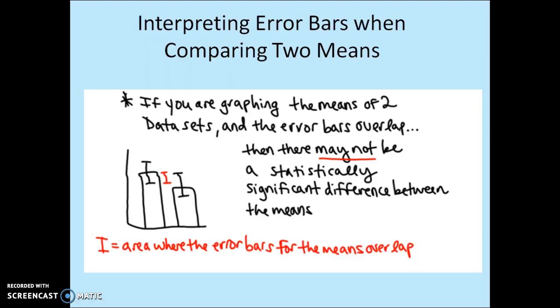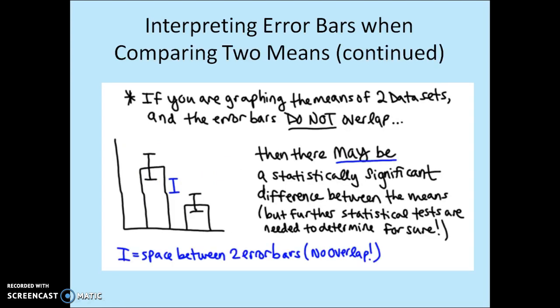Now let's say we were graphing 2 means with error bars. If we were graphing the means of 2 data sets and we saw that there was some overlap in the error bars, like we see this whole red region is an overlap between the error bars of these 2 means, that means there may not be a statistically significant difference between the 2 means. Now let's suppose we were graphing the means of 2 data sets and the error bars don't overlap, like this entire blue region is the space between the 2 error bars. There's no overlap. That means that we may have a statistically significant difference between the means. However, further statistical tests are needed to determine for sure.